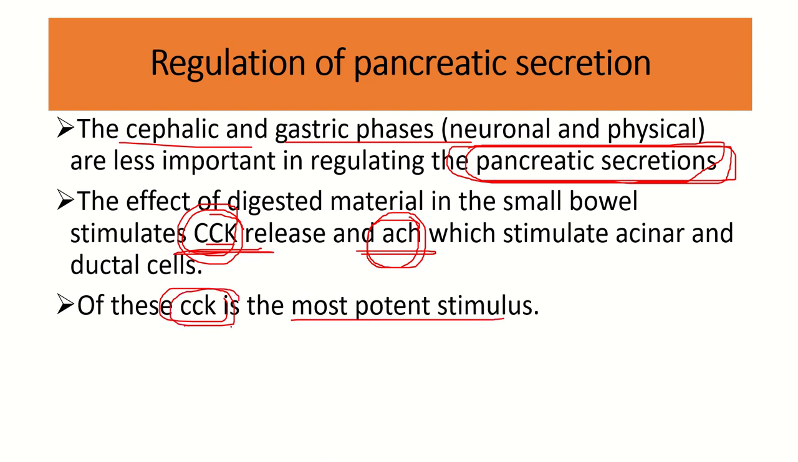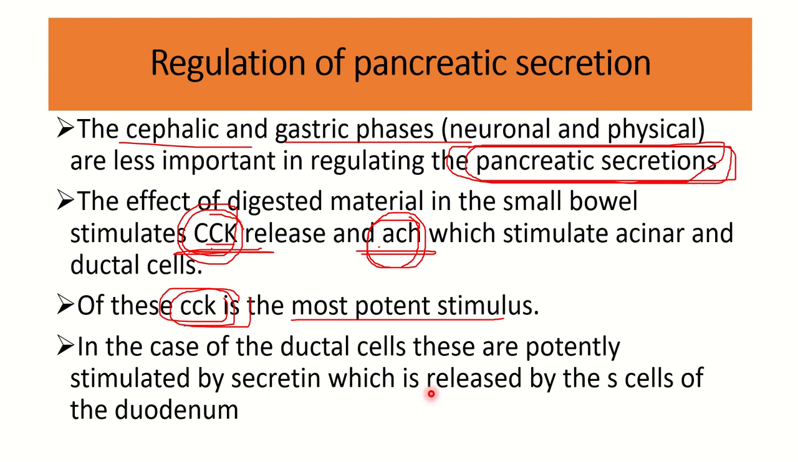And here we can see that cholecystokinin is the most potent stimulus. This is also very important. Two important substances are released, one is cholecystokinin, another one is acetylcholine. But among them, cholecystokinin is the most potent stimulus. And in case of ductal cells, these are potently stimulated by secretin, which is released by the S cells of the duodenum. So another factor, secretin, also plays an important role in regulating pancreatic secretion.